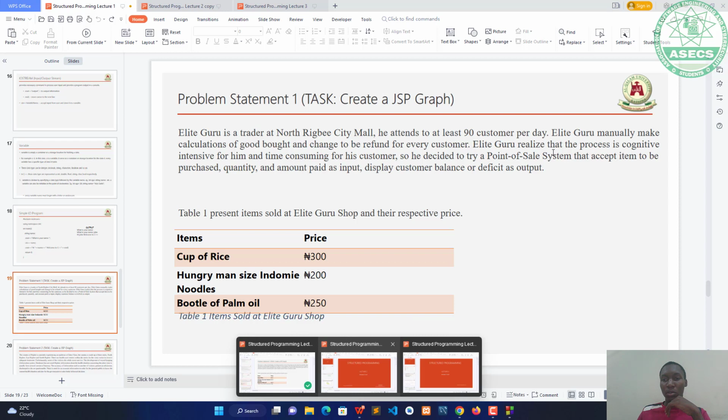The question is what? Is cognitive meaning. So he decided to write a point of sale system that accepts item to be purchased, quantity and amount as input. Then display customer balance as deficit or as output.